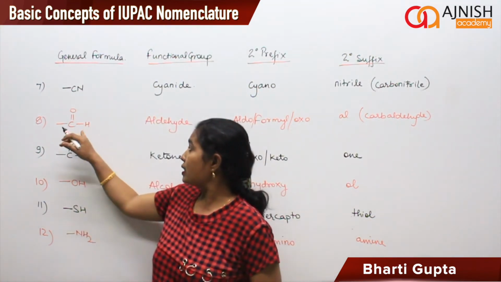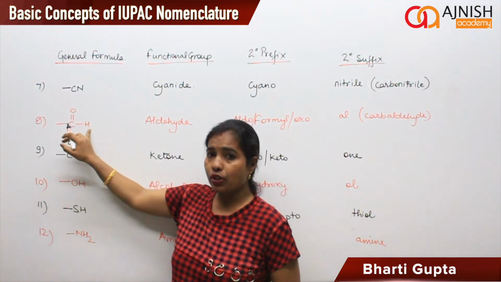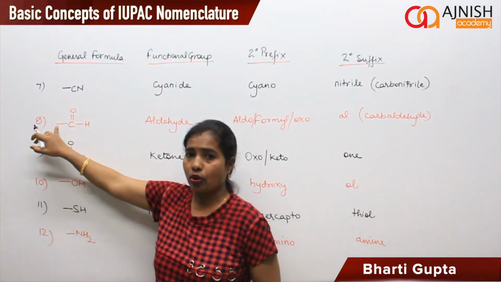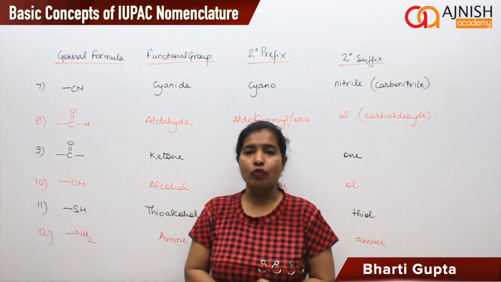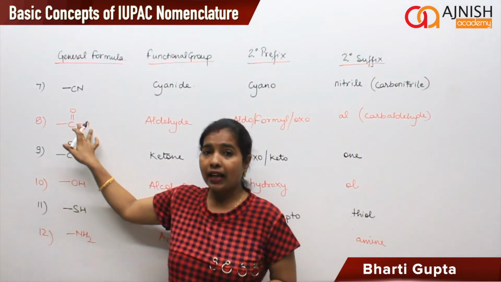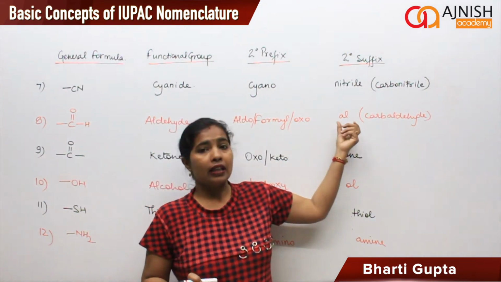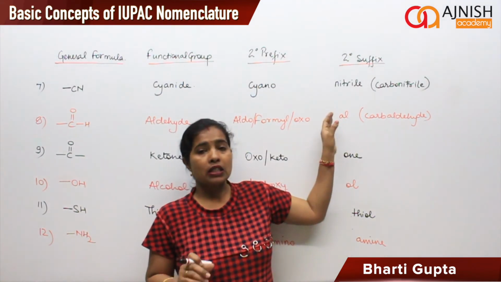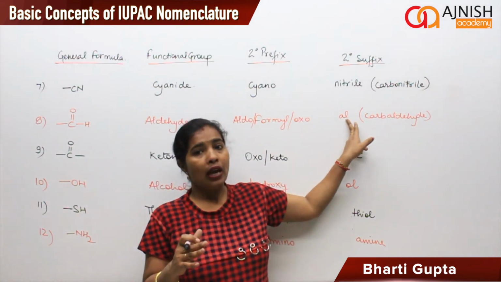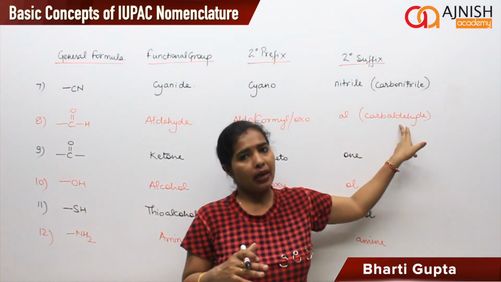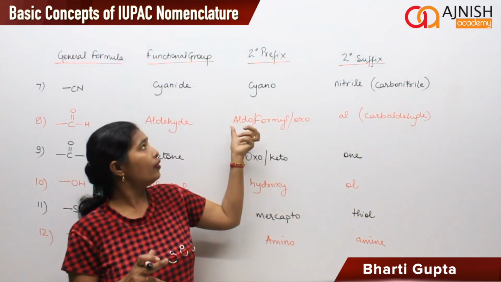Then next we have is aldehyde. C double bond O, when on one side it is attached with hydrogen and on the other side with a carbon chain or hydrogen, this is aldehyde. So if the CO group is directly attached to hydrogen on one side, it is aldehyde, and when aldehyde is present as the main functional group, it is written as a suffix and the suffix is al, just after the word root and primary suffix. In some special cases we use carbaldehyde.